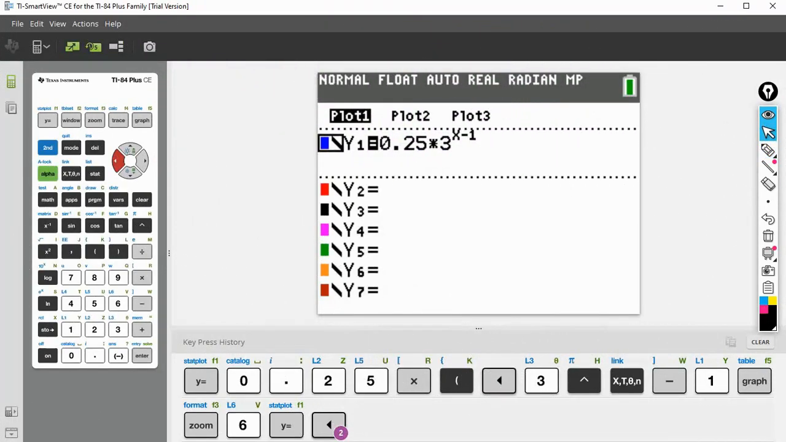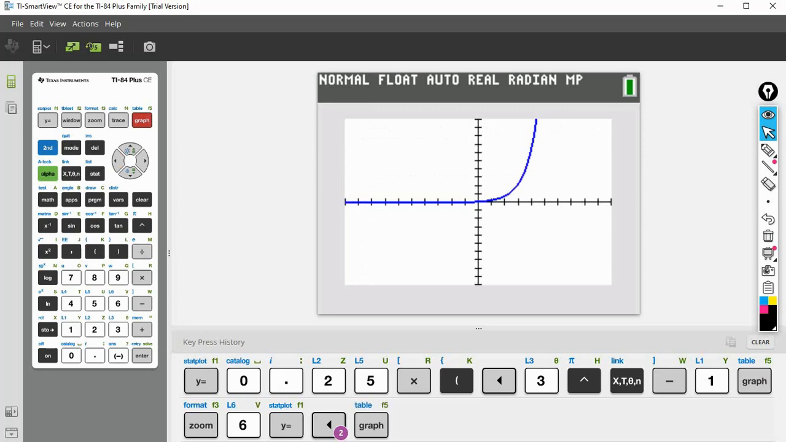So here we are with the GDC, and we're plugging it in as y equals 0.25, or 1/4, times 3 to the power of x minus 1. So we hit the graph button, and there you go. You get an exponential function. So these geometric sequences can be modeled using exponential functions.